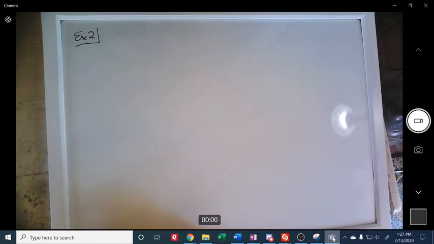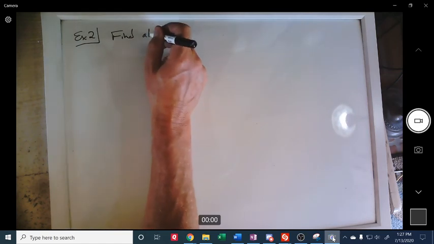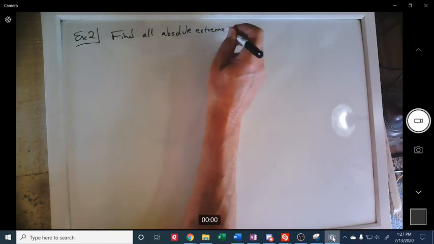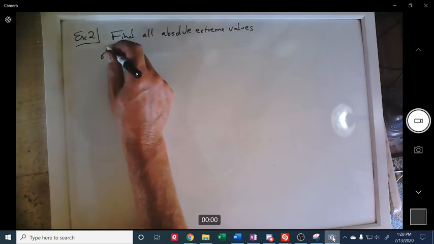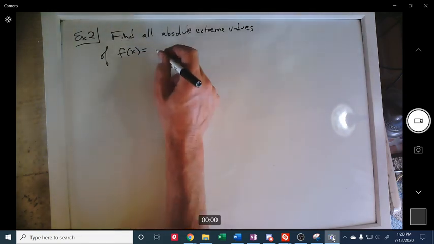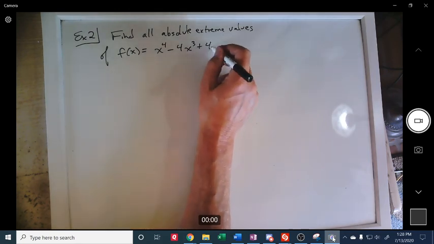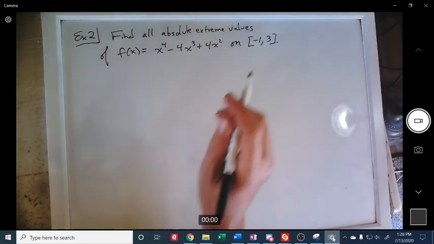Example 2. Find all absolute extreme values of f of x is x to the fourth minus 4x cubed plus 4x squared on the closed interval -1 to 3.